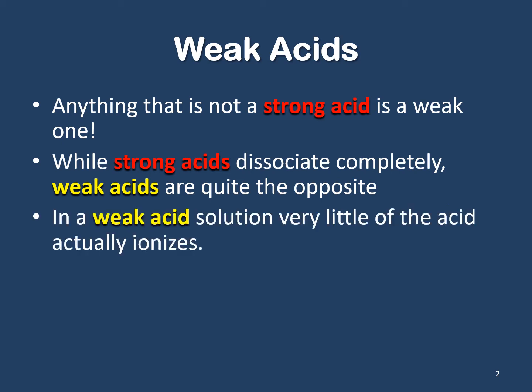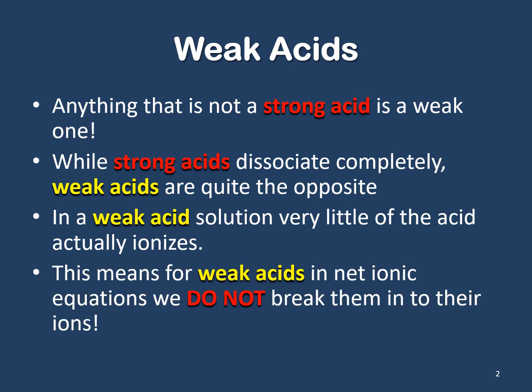In a weak acid solution, basically, like I said, very little of the acid's actually going to break apart into ions. Because of this, they are not strong electrolytes, and when we're doing net ionic equations or total ionic equations, we do not break weak acids into the ions that make them up. This is an important distinction between neutralization reactions and precipitation reactions when writing net ionic equations.